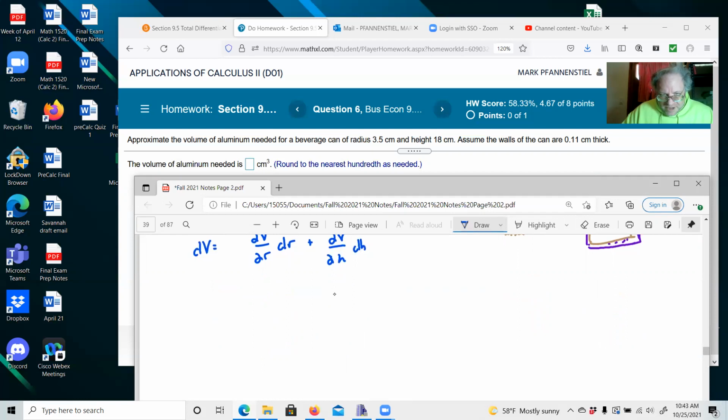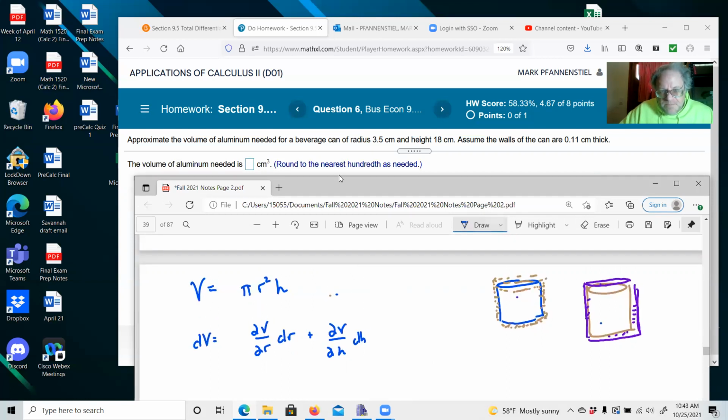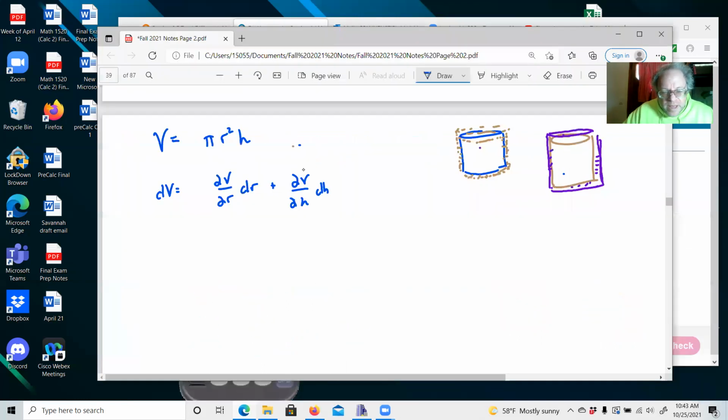So total derivative here. So dV is equal to, what is this derivative with respect to r? It's going to be 2 pi r h times dr, plus, with respect to h, we're going to have pi r squared. The h is 1, so we're not going to worry about that. And then we have our dh.